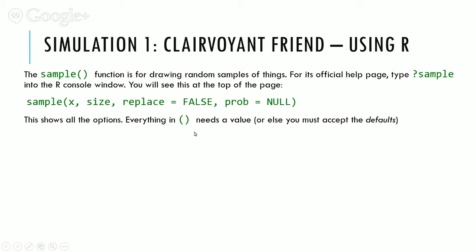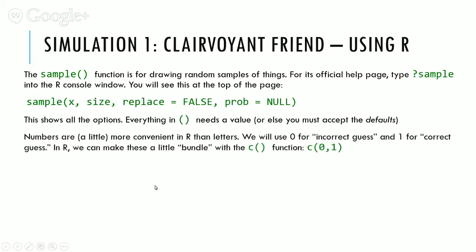So if we want to simulate sampling coin tosses or sampling guesses about coin tosses, we can sample some zeros and ones. So we can create a little bundle of values. The C function says concatenate, combine these things together and make like a list. It doesn't add them or anything, it just makes a list so that the computer can understand, hey, that's a list with two things in it, 0 and 1. So we can sample, and instead of X, we'll type in C01 in the parentheses there.